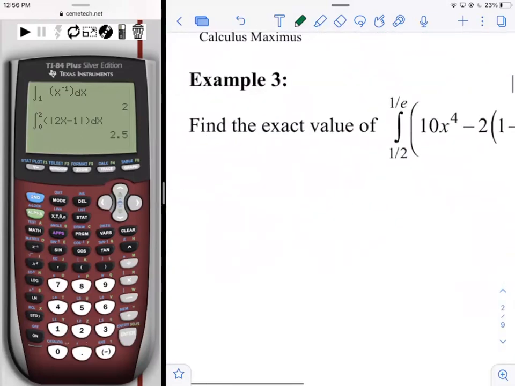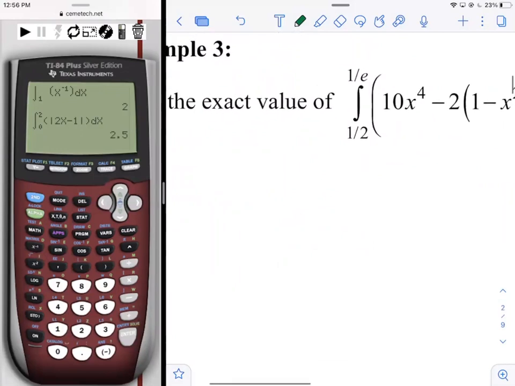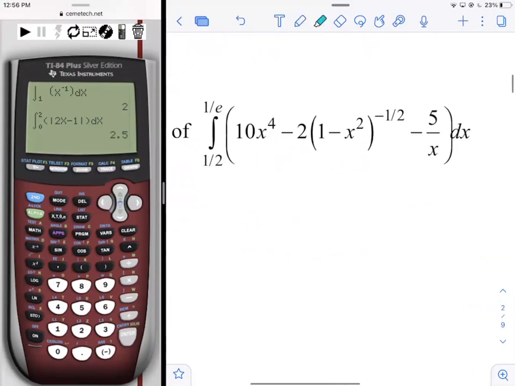All right, let's look at example 3. Find the exact value of this. It says to find the exact value, the integral from 1/2 to 1 over e of this. Now, when you look at the elephant all at one time and think, I have to eat that, you almost choke without even taking a bite. But if you take one bite at a time, that's how you eat the elephant, right? One bite at a time.